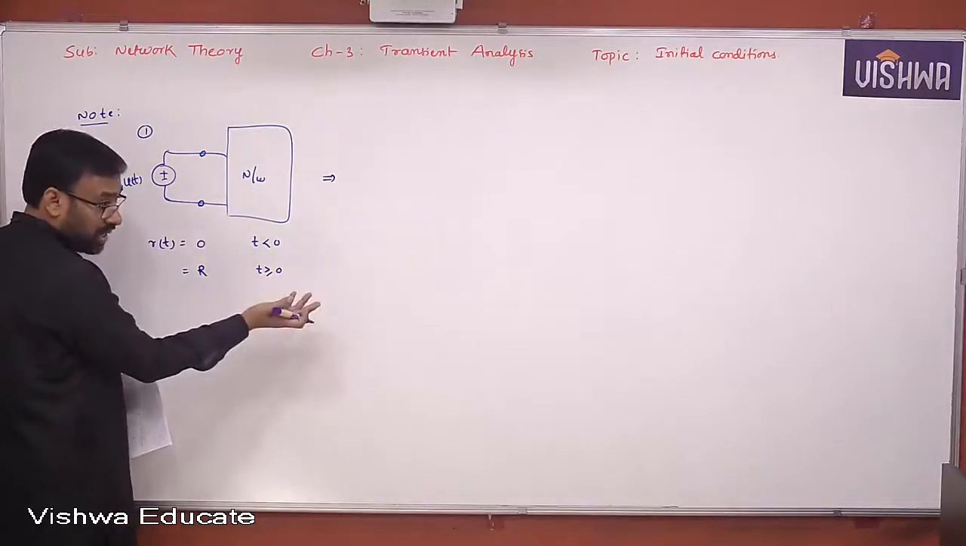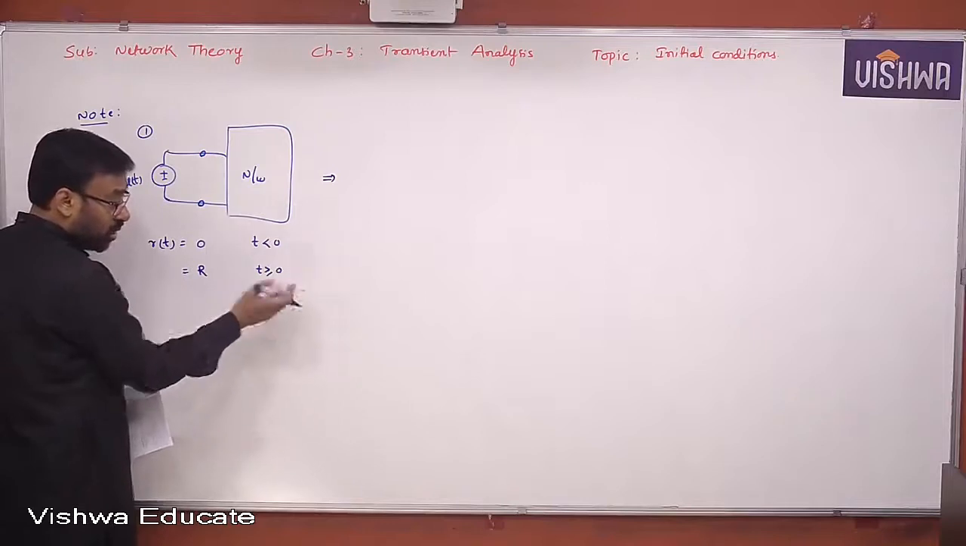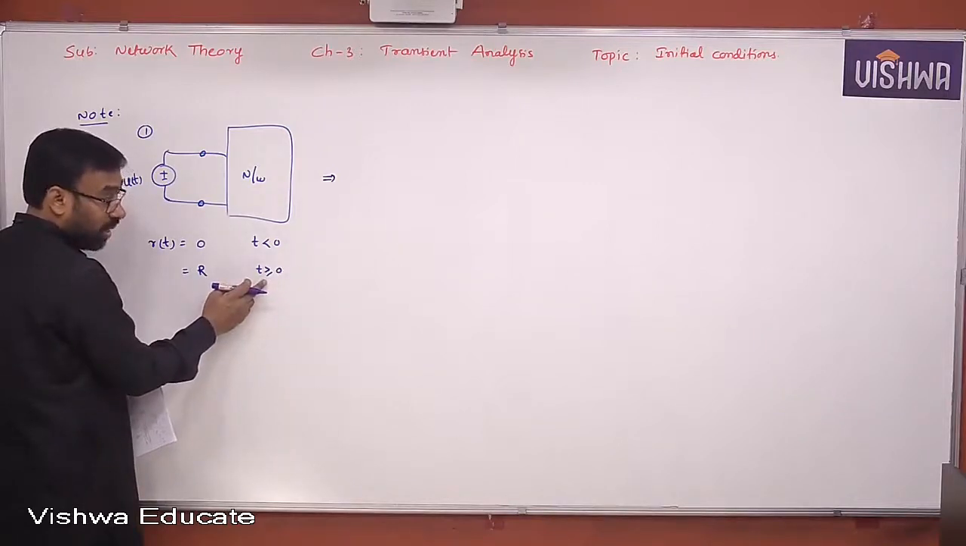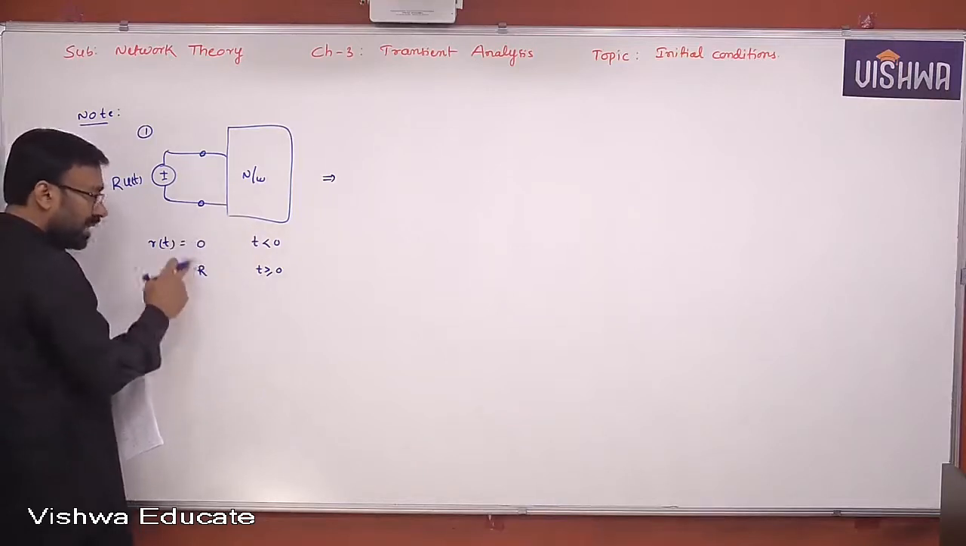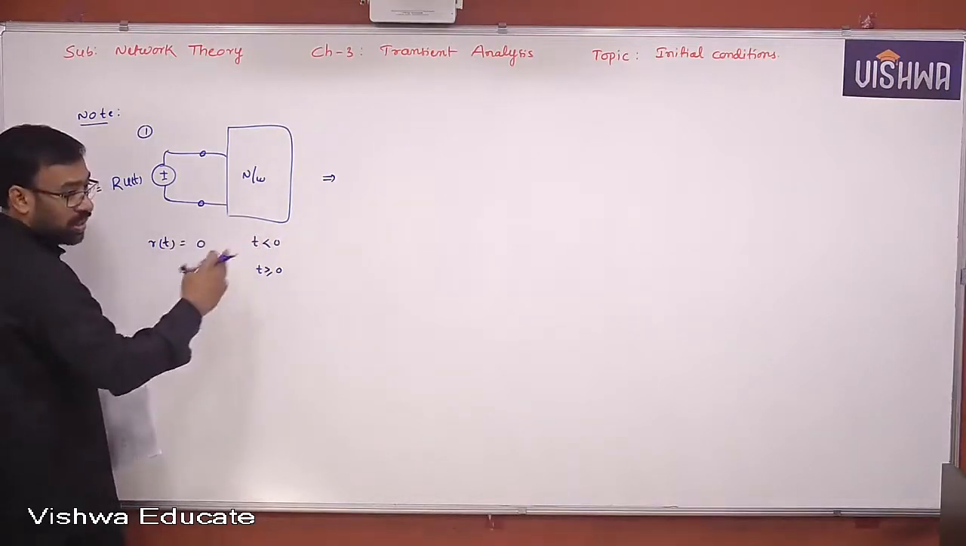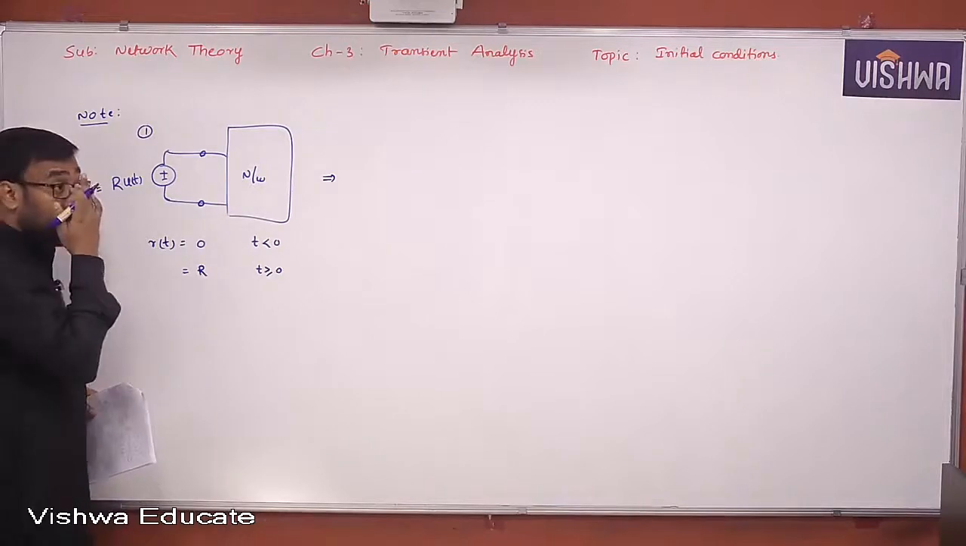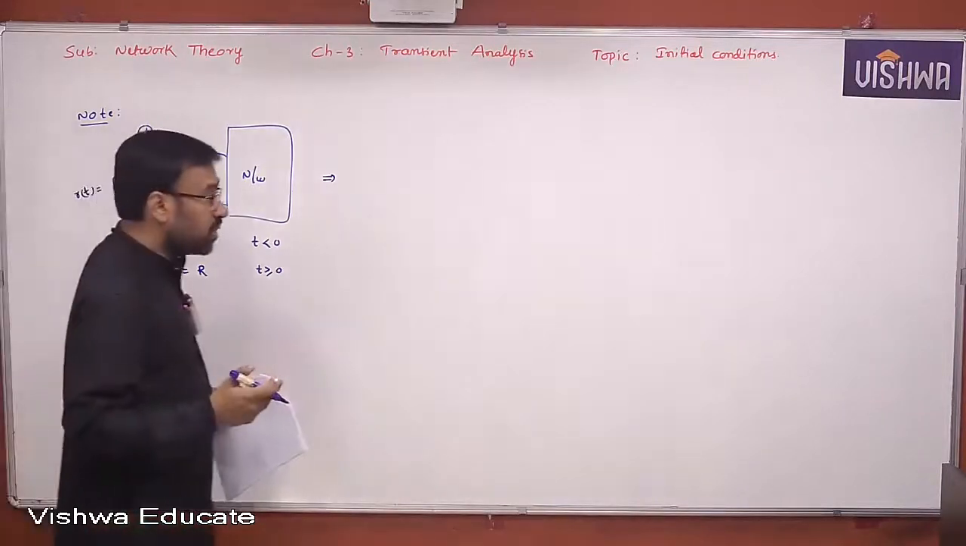Okay. Now, once the switching operation has taken place, for t greater than or equal to 0, that means at t equal to 0 the switching operation takes place, the input given to the network is how much? Capital R. Using this information, I would like to use a switching operation here. How do you do that? What are the various ways you have?